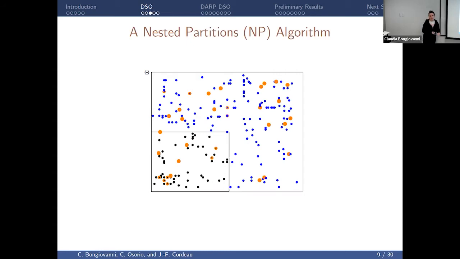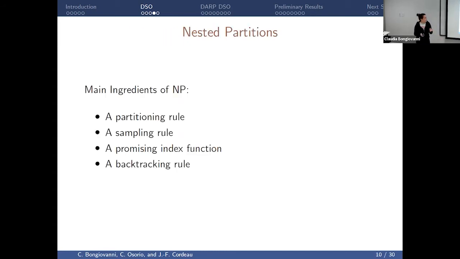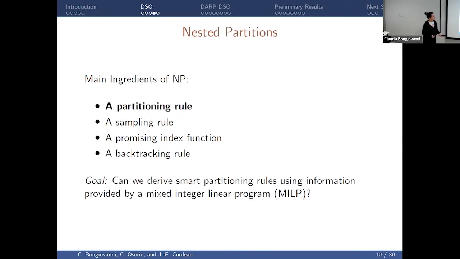So as you see, it's an iterative process, quite simple in its ingredients. We have a partitioning rule. So we need to decide, for example, on which decision variables we would like to split the feasible region. We have a sampling rule. We need to decide how we sample solutions in each region. We have a promising index function, which essentially is there to give us an evaluation of which region is most interesting to simulate. And we need to have a backtracking rule to essentially go back on decisions that we've taken, which may not necessarily be great at a certain iteration.